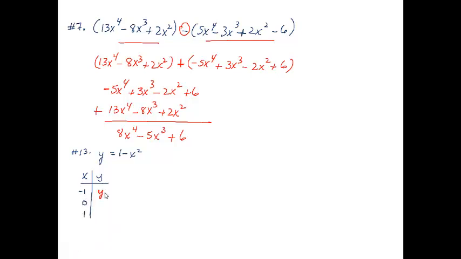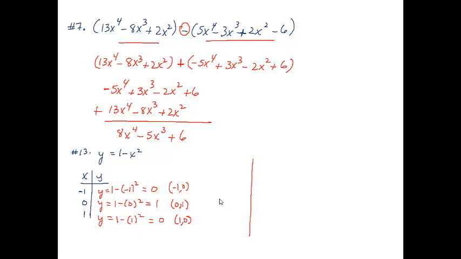So I have y equals 1 minus negative 1 squared, which is 0. Excuse me. I have y equals 1 minus 0 squared, which is 1. And I have y equals 1 minus 1 squared, which again is 0. And then my graph. So I have the points -1, 0, 0, 1, and 1, 0.